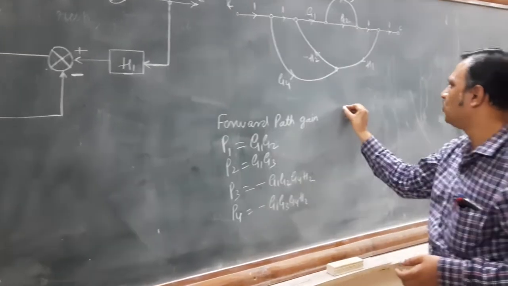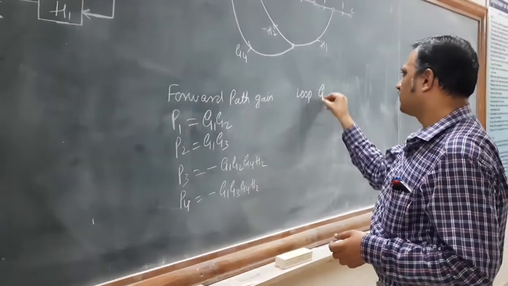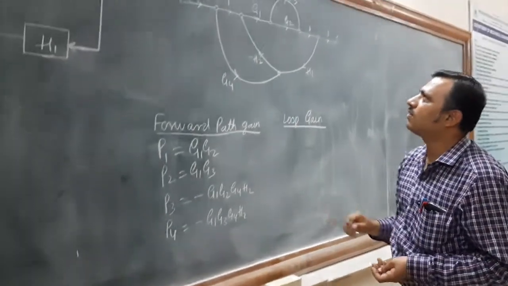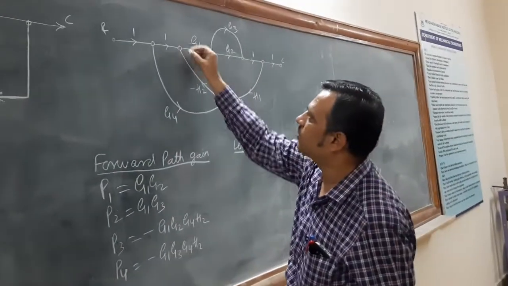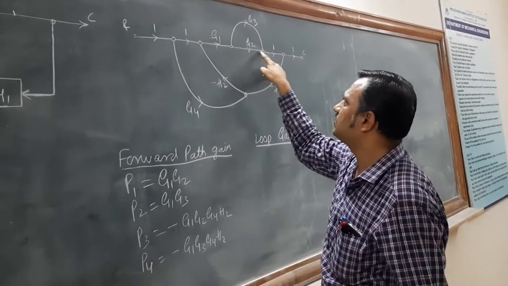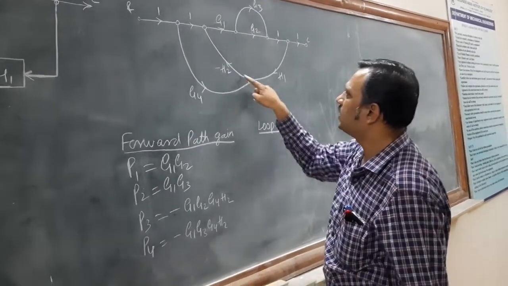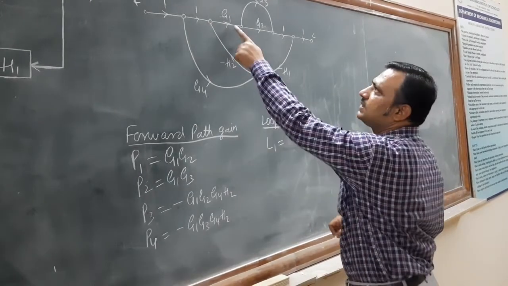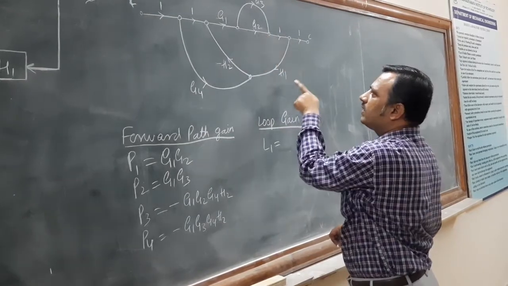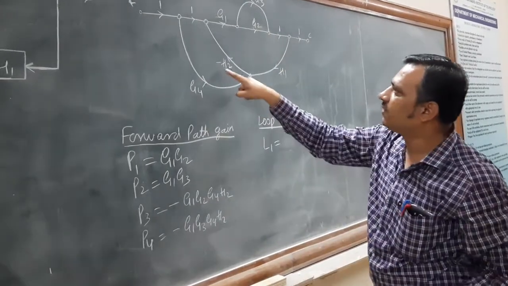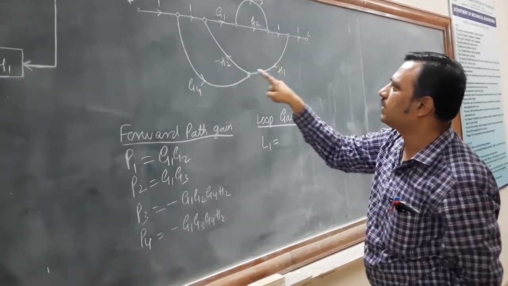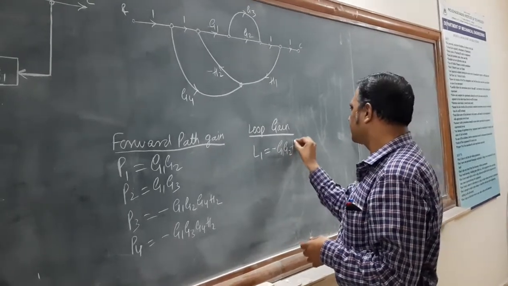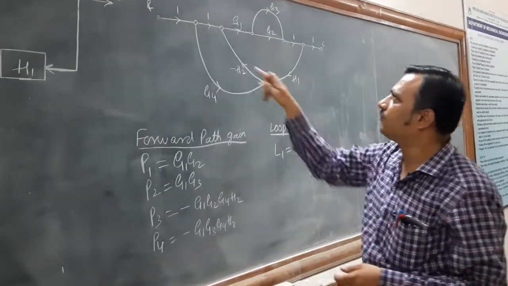Next we have to write the loop gains. Here we have to identify the loops. First I will show you. From here to here, that is G1, G2, 1, H1, minus H2. This is one loop. I will write here L1 is equal to G1, G2, 1, H1, H2 with minus, so we take the minus common: minus G1, G2, H1, H2. This is the first loop we have.